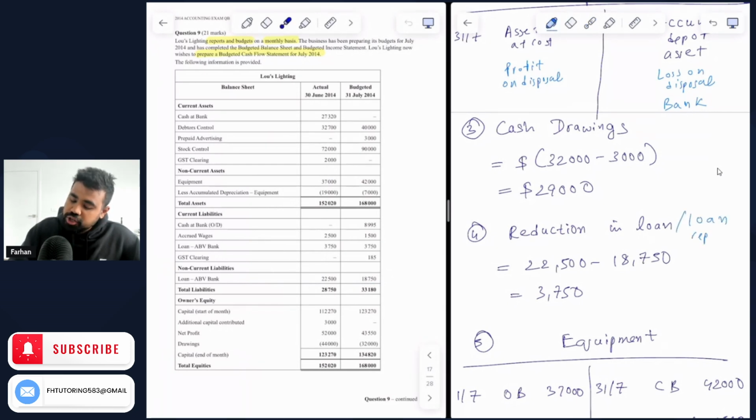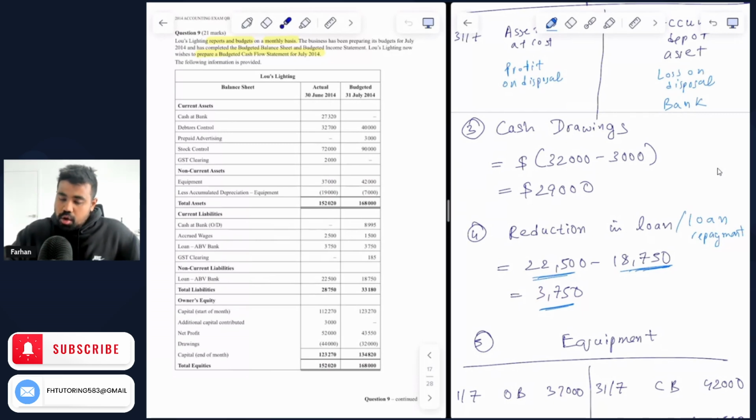So how much are we repaying for the loan? The difference between $22,500 and $80,750, which is $3,750. So this is the loan repayment of $3,750, which is a financing activity and needs to be shown in the cash flow statement within the financing activities section as an outflow, because we are using cash: loan repayment of 3,750.